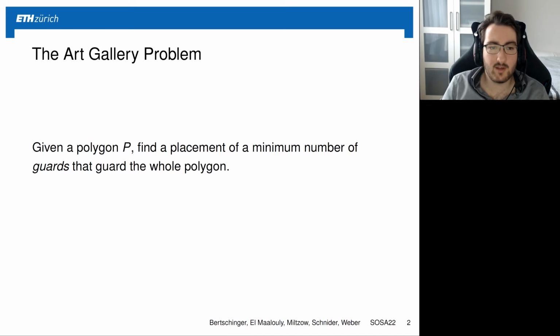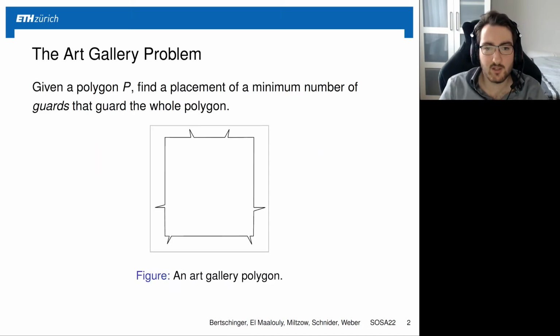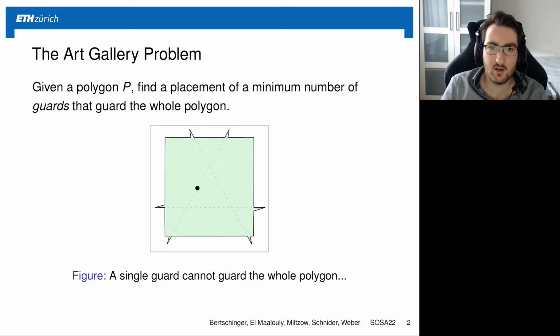So what do we mean by guarding? Well, if we have this example polygon here, and we place a guard at this black point there, it can guard the whole area that is shaded green. Because from the point, you can see to all of this area without having to look through a wall of the polygon. But this guard cannot see these red tips of these corners here, because its view is obstructed by the border of the polygon.